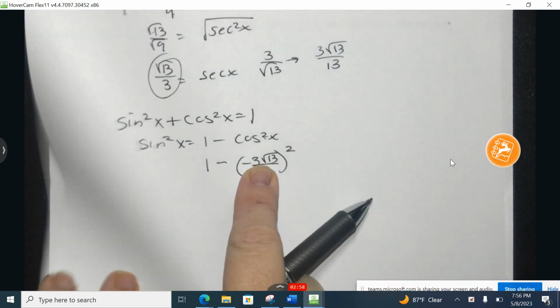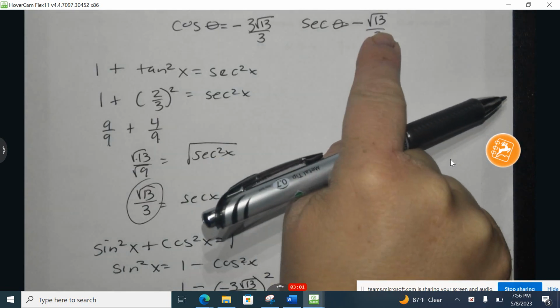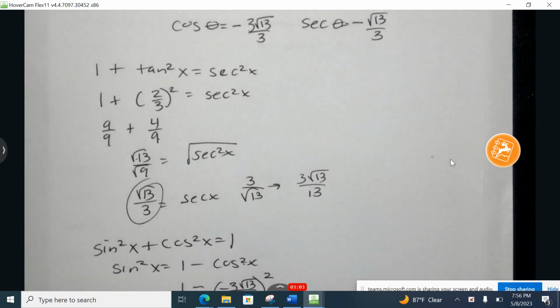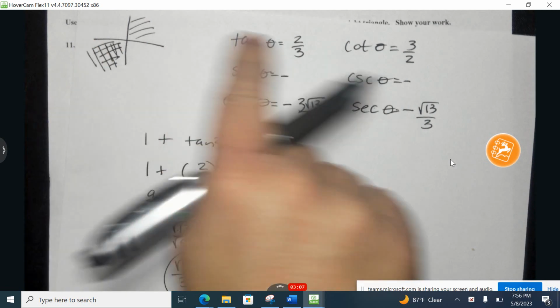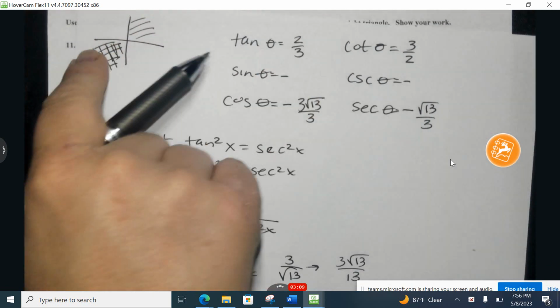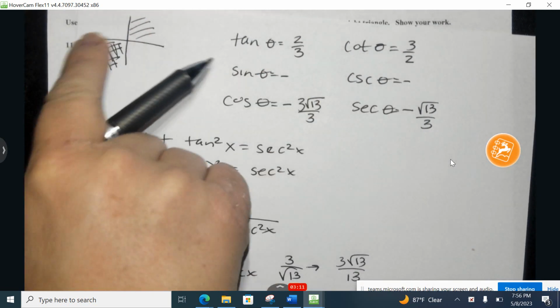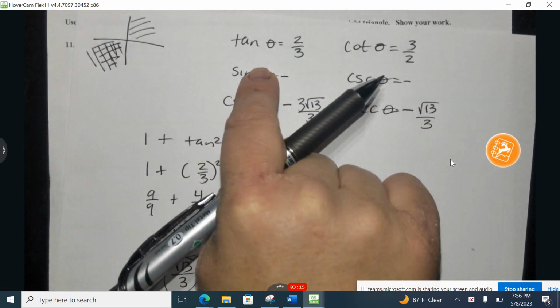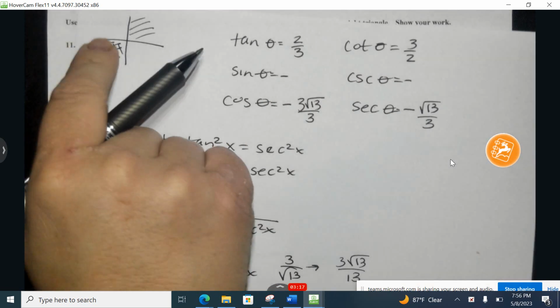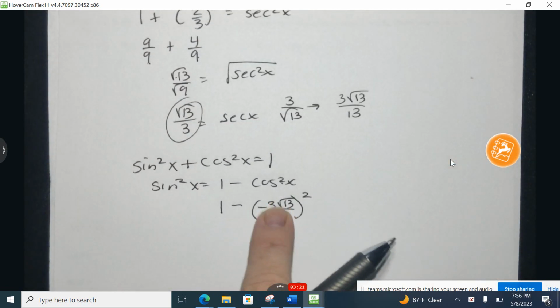How do I know this? Because I figured out the secant. The reciprocal of secant is cosine. I figured out the signs based on looking at the criteria, which is tangent is positive, and it said that the sine is negative, or the y's are negative. That's how I know that these four are negative, because sine, cosine, and their reciprocals are negative in quadrant 4, and tangent is positive.